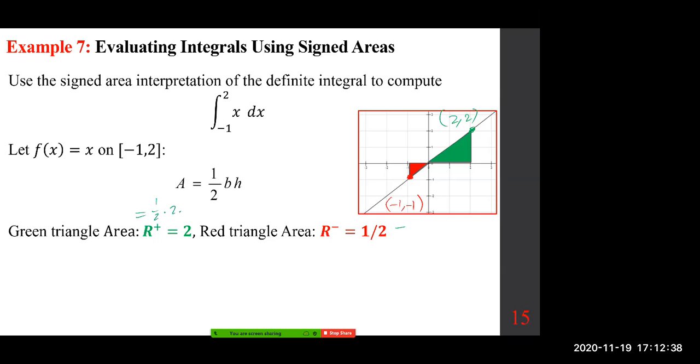One half 2 times 2, one half 1 times 1. So the difference is 3 halves. This is using geometry, it can work.